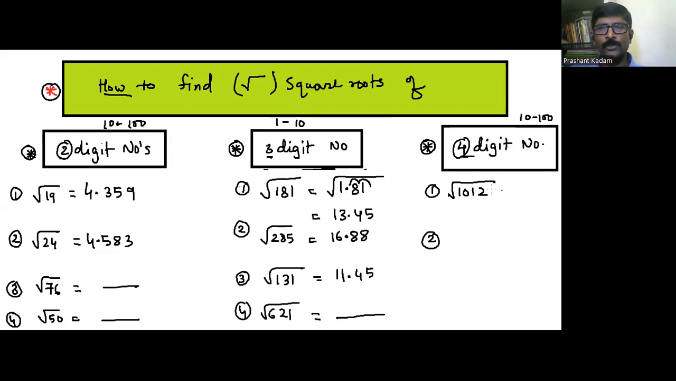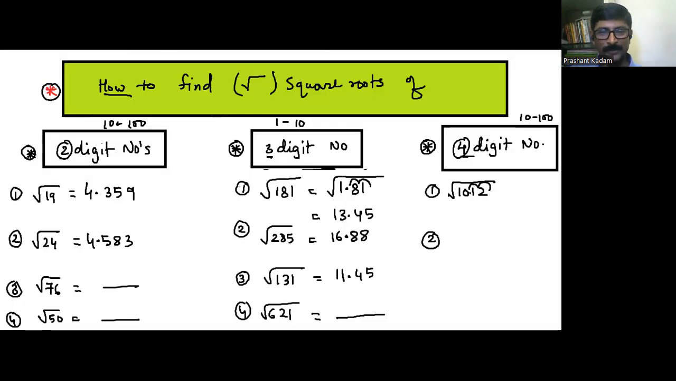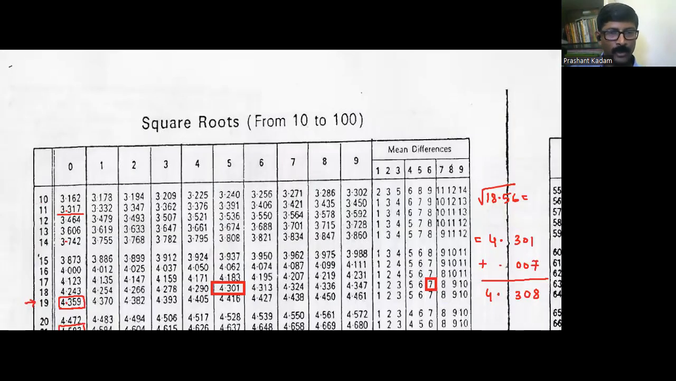Now, what will you do? Again, we're going to shift the 2 decimals behind, so the number will become 10.12. Now we'll have to use the table 10 to 100. Is it 10 to 100? Yes, 10 to 100. Now, what are we going to do? I forgot the number. What was that? 10.12. Okay, I'll write it over here so that you can understand.